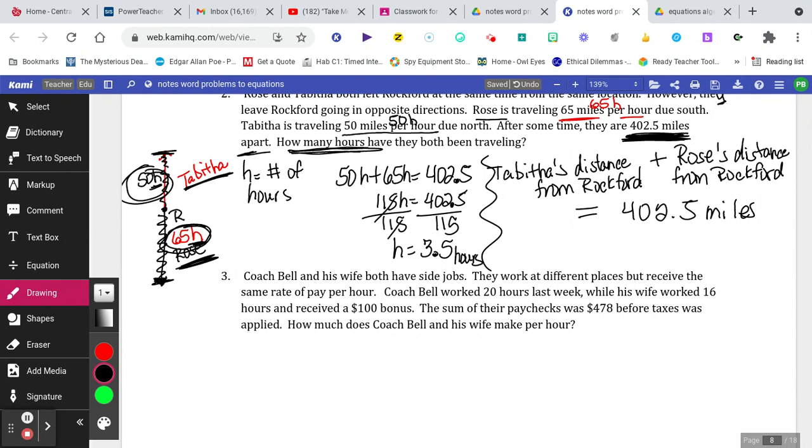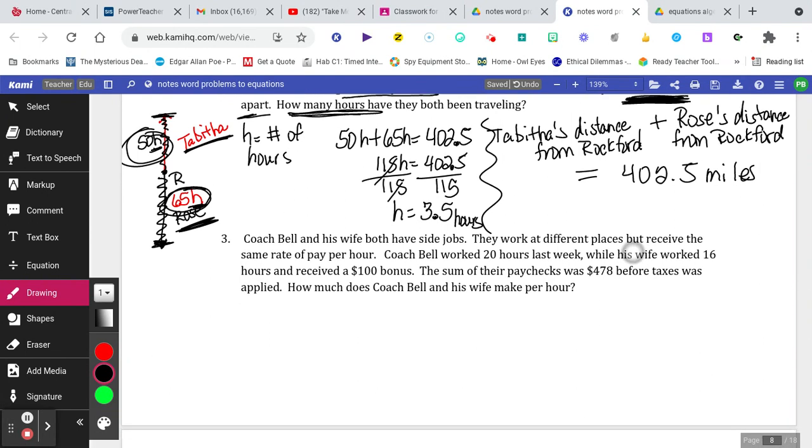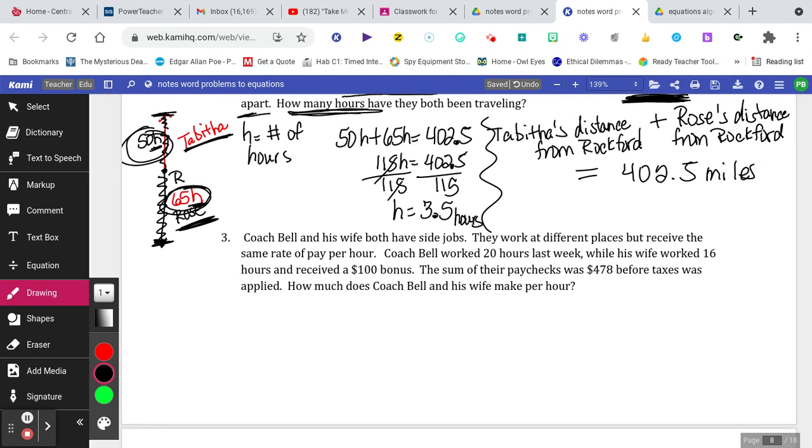All right, let's take a look at number 3. Coach Bell and his wife both have side jobs. So they're teachers, but they do something after they get off from the job at the school. They work at different places but receive the same rate of pay per hour. Coach Bell worked 20 hours last week, while his wife worked 16 hours and received a $100 bonus. The sum of their paychecks was $478 before taxes were applied. How much do Coach Bell and his wife make per hour? Keep in mind they make the same rate per hour.